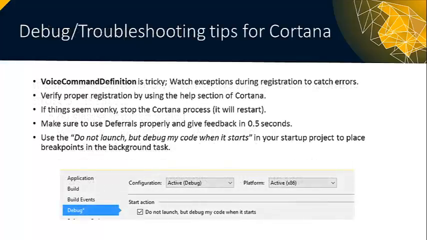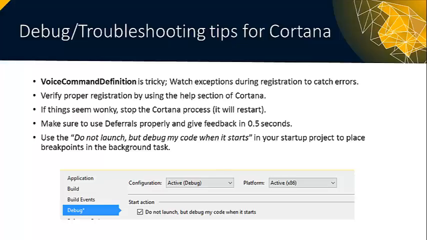Some tips for debugging and troubleshooting with Cortana. The voice command definition is very tricky. Watch for exceptions during the registration to catch errors. So in your program itself, you'll want to catch those errors so you can figure out if there's a problem and deal with it in different ways. You'll want to make sure you verify proper registration by using the help section of Cortana. If things seem wonky, stop the Cortana process. It will restart automatically, so don't worry about that.